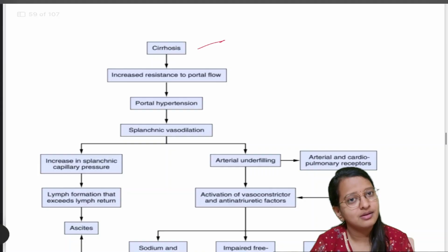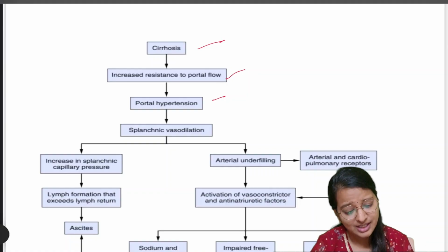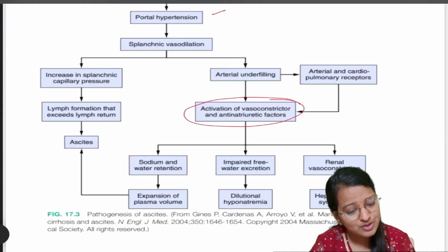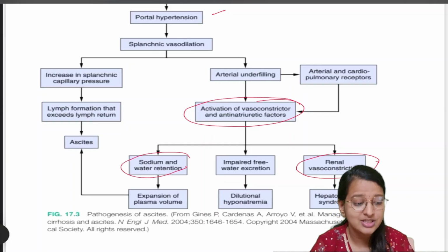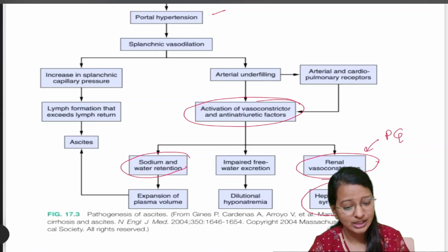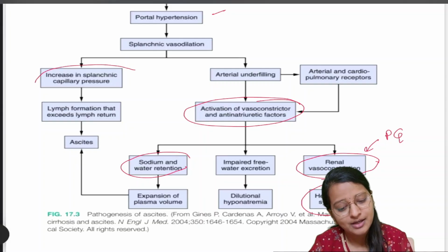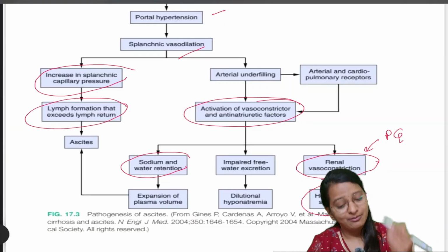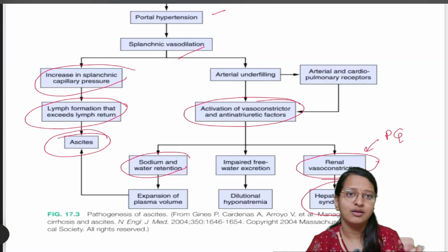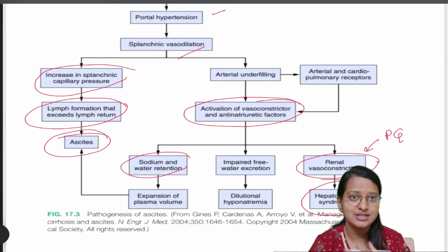There is cirrhosis, increased resistance, portal hypertension. We have already seen that. Splanchnic vasodilatation. For this vasodilatation, there will be activation of vasoconstrictors. So there will be sodium and water retention, renal vasoconstriction, which is compensated initially by prostaglandins and later it will land into hepatorenal syndrome. And increased capillary pressure due to splanchnic vasodilatation causes lymph formation that exceeds lymph return and this causes ascites. So this is on a whole formation of ascites, your HRS, everything.